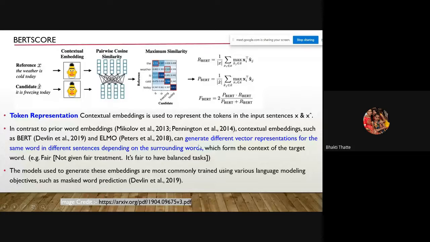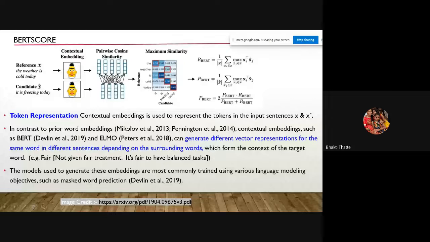So what does this mean exactly? For example, "the girl is fair," and "my friend did not get a fair treatment from his boss." So these two sentences have different contexts, different meanings, but the word "fair" is the same. So in this case, what happens? Every word is vectorized differently depending on the sentence it appears in.